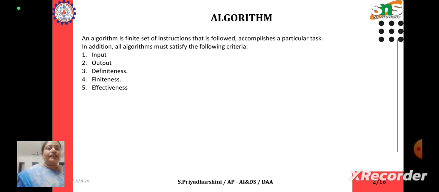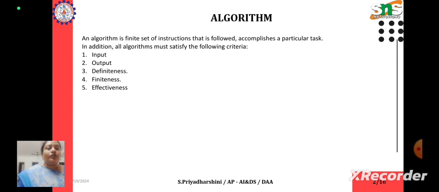The third characteristic would be definiteness. Here, in the definiteness of an algorithm, each and every instruction, each and every step of an algorithm should be very clear, and it also should be unambiguous. We know what is unambiguous: it represents only a single meaning for the particular step of instruction. So it should be very clear, precise and unambiguous.